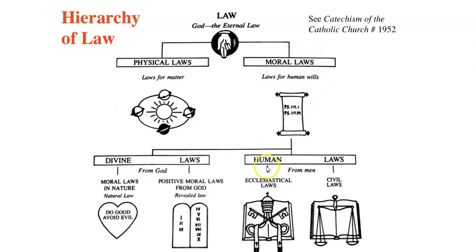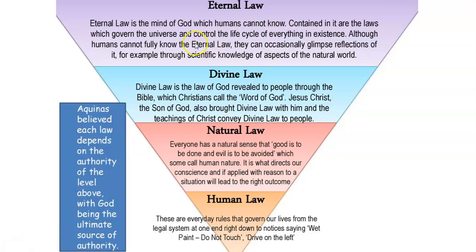You have the human ecclesial law. So these are the laws that govern the church. And then you have the civil positive laws. So the Act of Supremacy, the Act of Succession, that's an example of a human positive law. So this shows you how they subsist in each other. I'm not going to read through that right now, but you could look at that later.